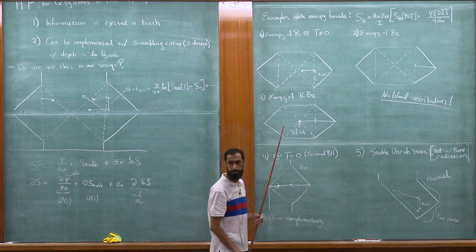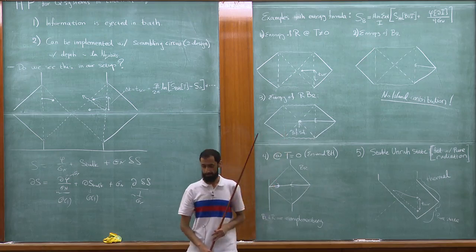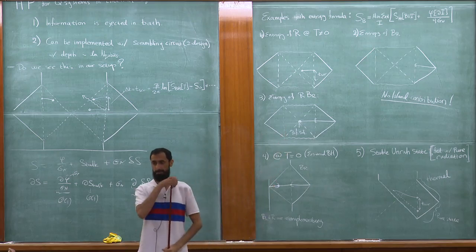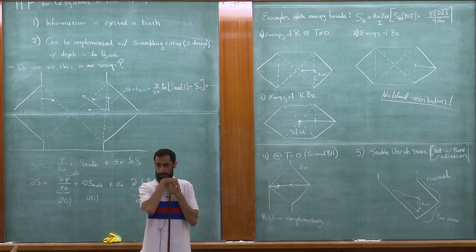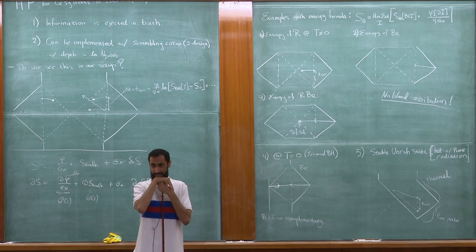So the point is that although it seems like you can continuously go from 2 to 3 by taking the point to the boundary, there's a discontinuous change when you include it, because then the Ryu-Takayanagi formula comes into play. That's right.